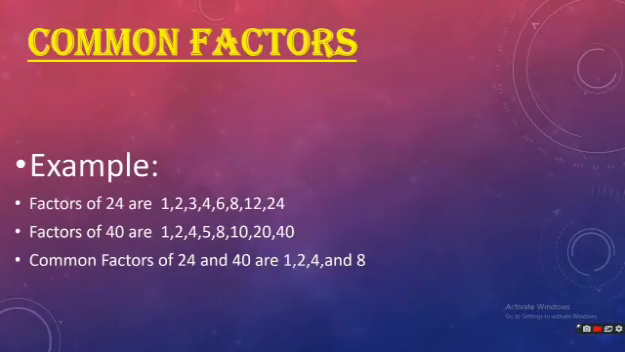Common factors. Now what are common factors? For the common factors, first we will find out the factors of the given numbers. Now look at the example over here. Factors of 24 are 1, 2, 3, 4, 6, 8, 12 and 24. 24 is a smaller number, so we can easily find the factors of 24 by tables. Just read out a table in your mind and find in which tables 24 is coming. So these are the tables in which 24 is coming.